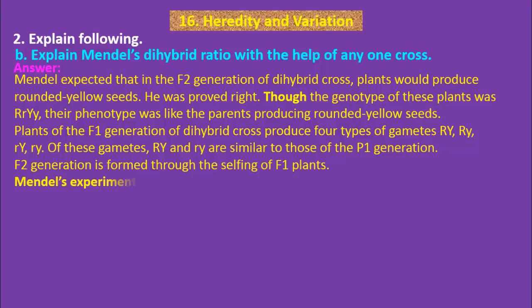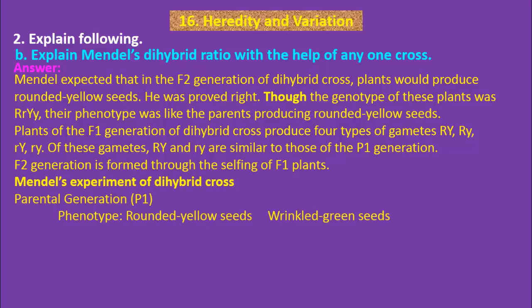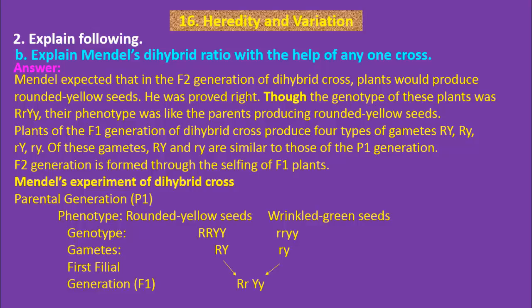Mendel's experiment of dihybrid cross. Parental generation P1. Phenotype rounded yellow seeds, wrinkled green seeds. While genotype capital R capital Y, small r small y. Gametes from these are capital R capital Y, and from wrinkled green seeds, small r small y. Now in first filial generation F1, capital R small r, and capital Y small y.